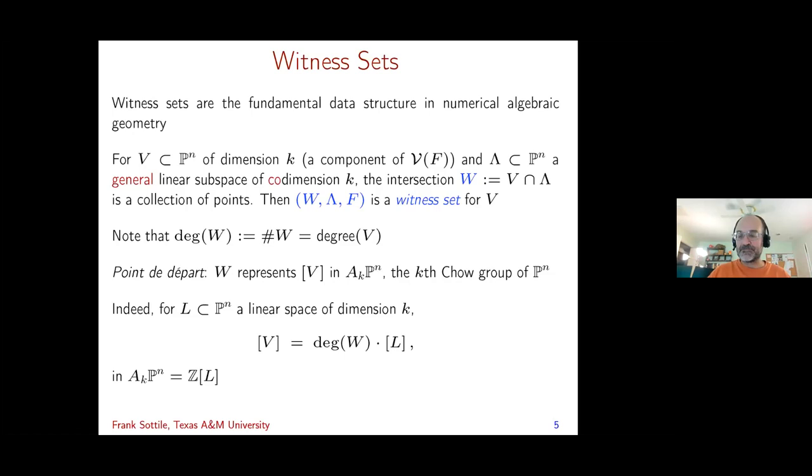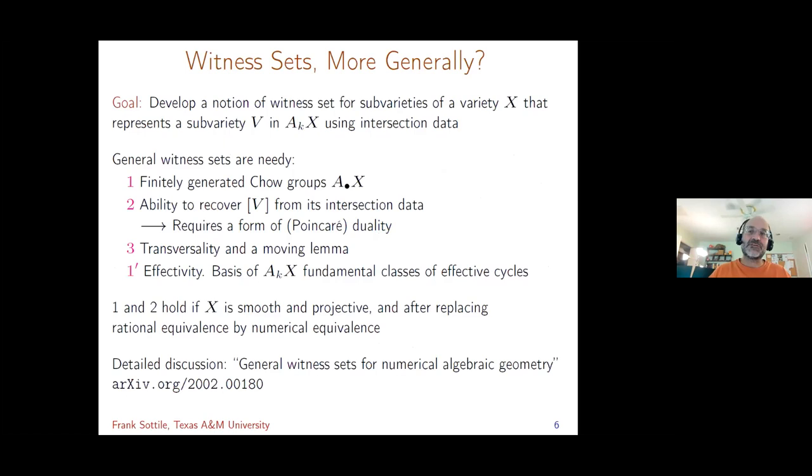So as I expressed this, can you think about witness sets in a much more general context? And the goal, in the context of how far can you go in intersection theory with witness sets, is to develop a notion of witness sets for subvarieties of any variety X. So these notions of witness sets represent subvarieties of X in the Chow group using intersection data, and perhaps can be a basis for algorithms to manipulate them.